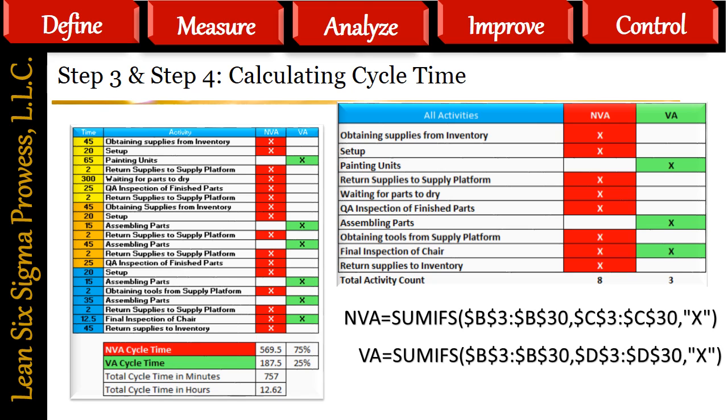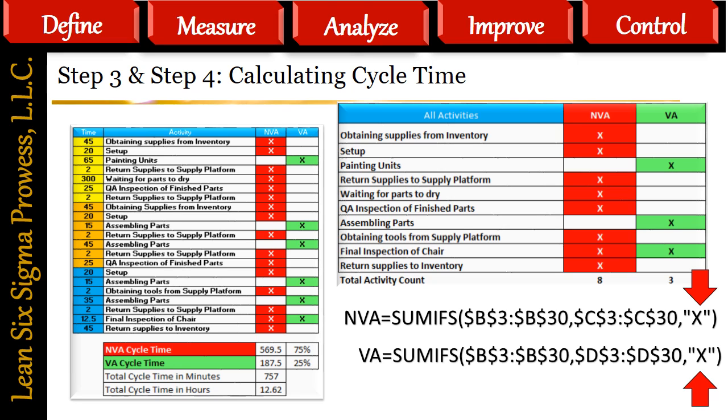In this equation, B3 through B30 is the range of our activity times, C3 through C30 is the range of our non-value added times, and D3 through D30 is the range of our value added activities. The SUMIF statement searches either column C or D depending on the function to see if this column contains the criteria we are searching for, X.